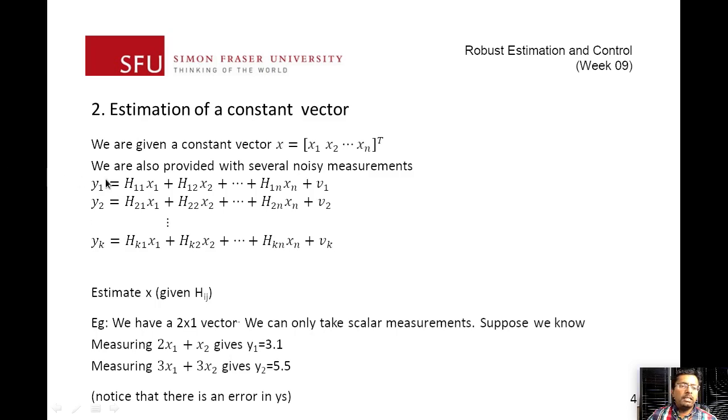So what this means is there is a single measurement, which is some known combination, or known summation, of the input vector. It also has a noise term v1 here. Similarly, we have y2, a second measurement, which is potentially a slightly different combination of the x's plus another noise term, and so on and so forth. So what we have are essentially k measurements over here.